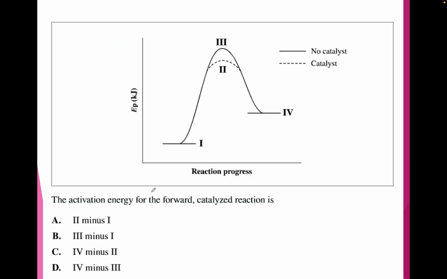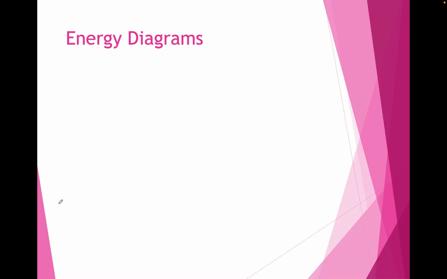So looking at this example, asking about the activation energy, and this is showing the catalyst or catalyzed reaction. And knowing what a catalyst does, it does not affect delta H. It just lowers the amount of energy you need to make the reaction happen. So activation energy would be 1 to 3 for the overall reaction, but it would be from 1 to 2 for the catalyst reaction. So if we want to get that total, it would just be 2 minus 1.